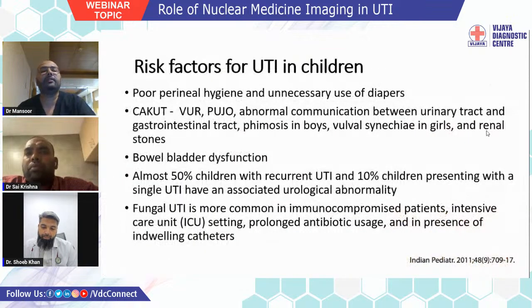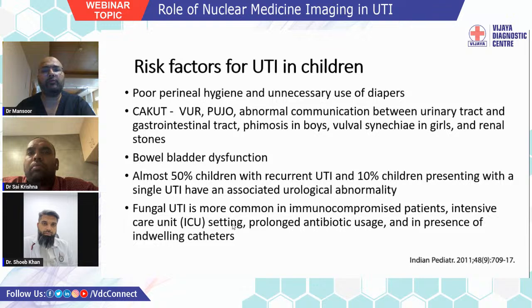And these are the risk factors for UTI in children. They include poor perineal hygiene and prolonged use of diapers, congenital anomalies, and bladder bowel dysfunction. Almost 50% of children with recurrent UTI and 10% of children presenting with a single UTI have an associated urological abnormality. That is why they get evaluated so extensively. And in case they find any abnormality, they would be placed on a prophylactic antibiotic course.